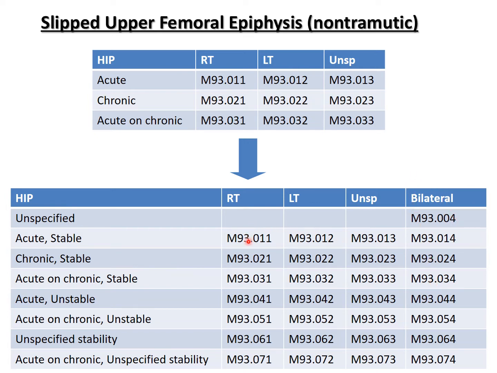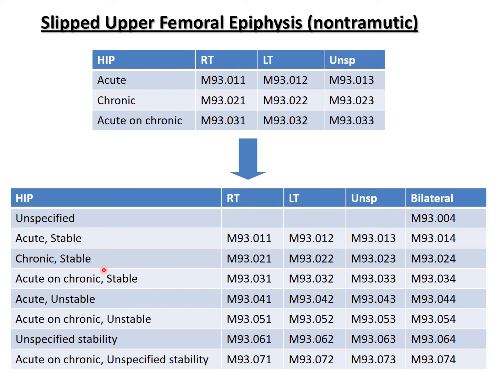Till now we have reported the bilateral condition with 2 codes, both right and left slipped femoral epiphysis, and from now onwards we have to report the bilateral condition with the bilateral code. Do not assign 2 individual codes. And the new codes have been added for unstable slips and unspecified stability.